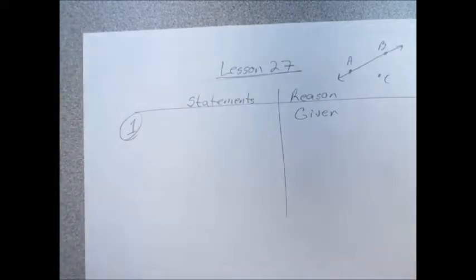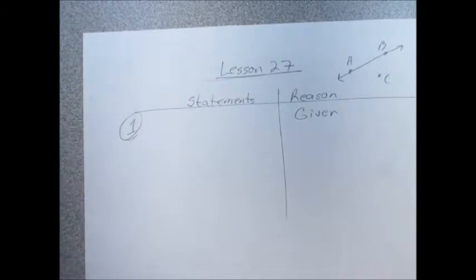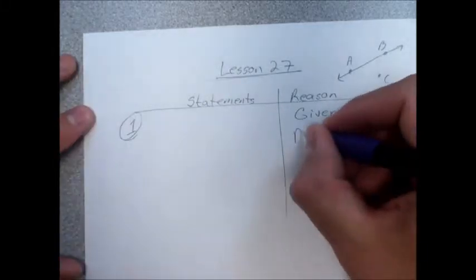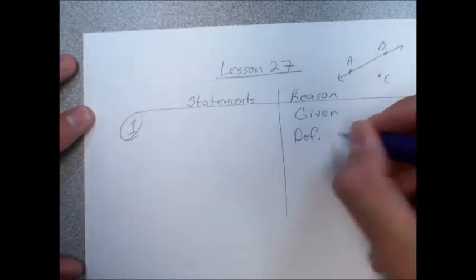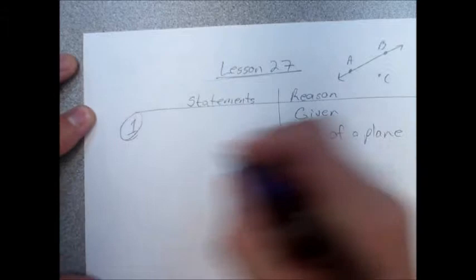Next, it says exactly one plane contains points A, B, and C. Remembering the definition of a plane is three non-collinear points create a plane. So on number 2, we would basically just state the definition of a plane. If you remember the definition of a plane, it's three non-collinear points. There's exactly one plane. So I would literally just state definition of a plane for number 2.